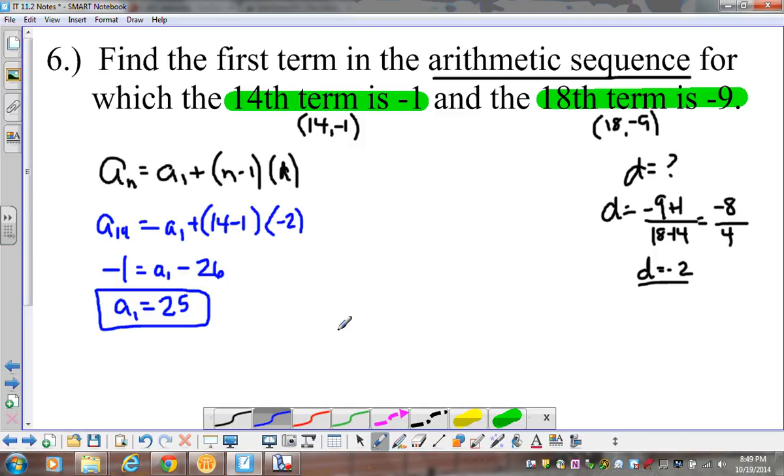There you go. So they gave me my 14th term and my 18th term, and I had to use that to first find my common difference using my slope formula, and then I plug that in as well as one of my terms to solve for my first term. So that's where I got my first term to be 25. All right? So that's really the gist of everything with the arithmetic sequences.